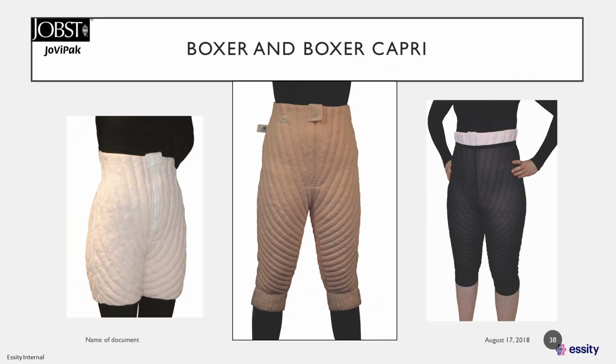The boxer and the boxer capri. Boxer garments are very popular and are appropriate when thigh, hip, buttocks, and abdominal swelling are present. Use the boxer if genital swelling is present.